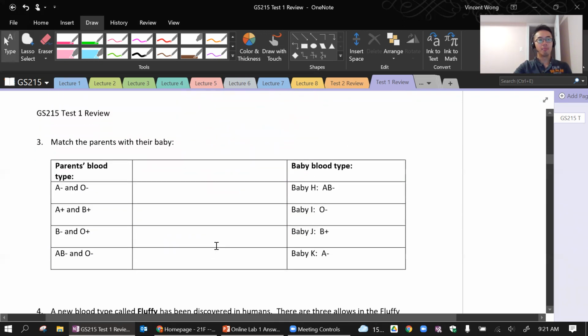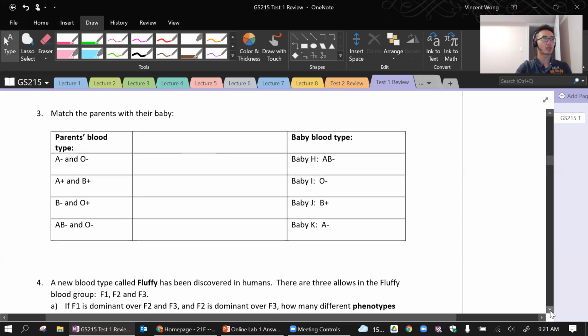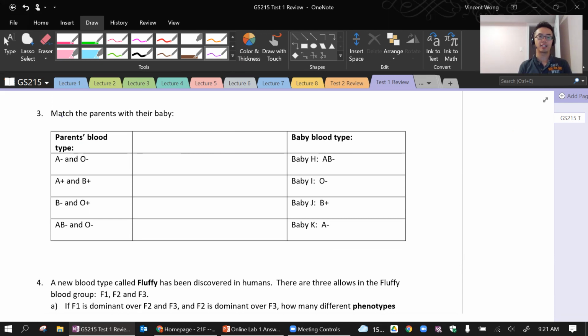Next one, match the parents with their babies. Okay, there will be matching questions. Let's find out. So remember the 4 rules. O cannot have AB kids. AB cannot have O kids. Negative, negative must have negative kids. And then 2 O's also makes an O.